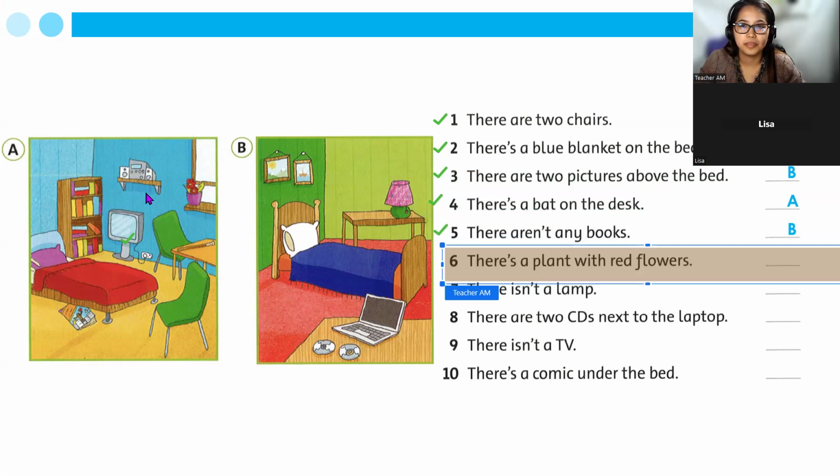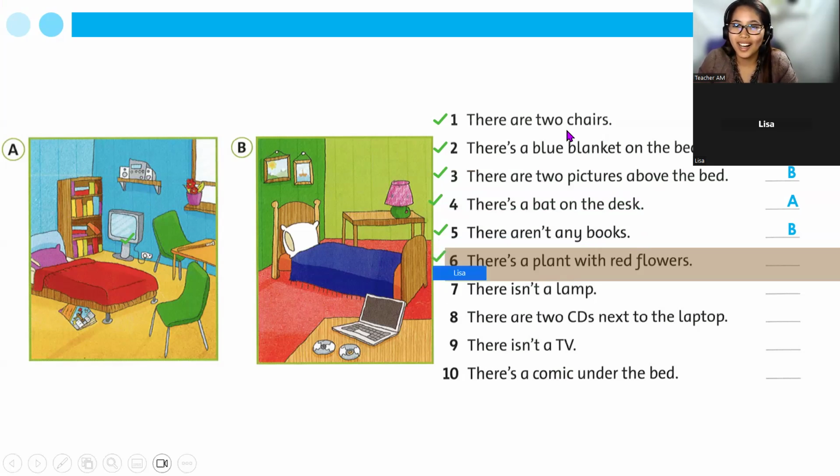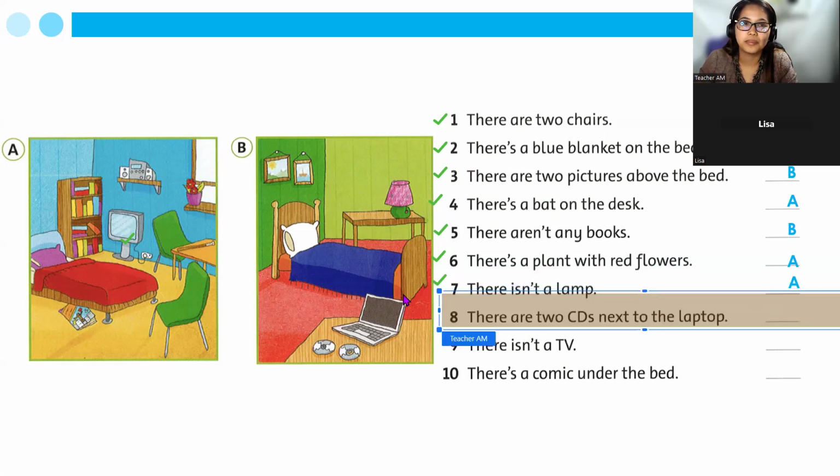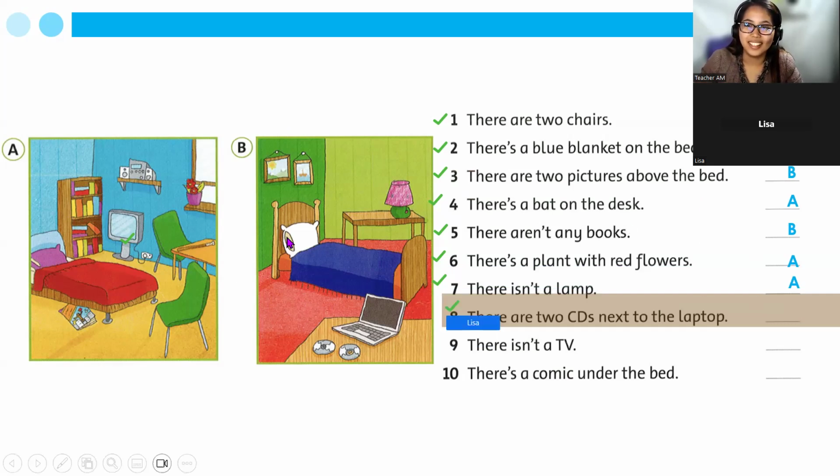There's a plant with red flowers. Okay, which picture is it? A. Wow. How about number seven? There isn't a lamp. A. Wow, nice. Okay, eight. There are two CDs next to the laptop. B. Well done.